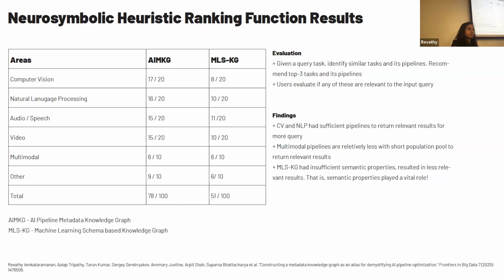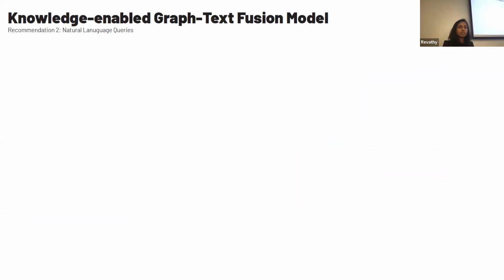So the MLSKG is an ML Schema-based ontology. There's also an ontology for machine learning models introduced by ML Schema themselves. Since they were not rich in semantic properties, we can obviously see that the AI metadata knowledge graph performed really well overall. And that's part of the published work.